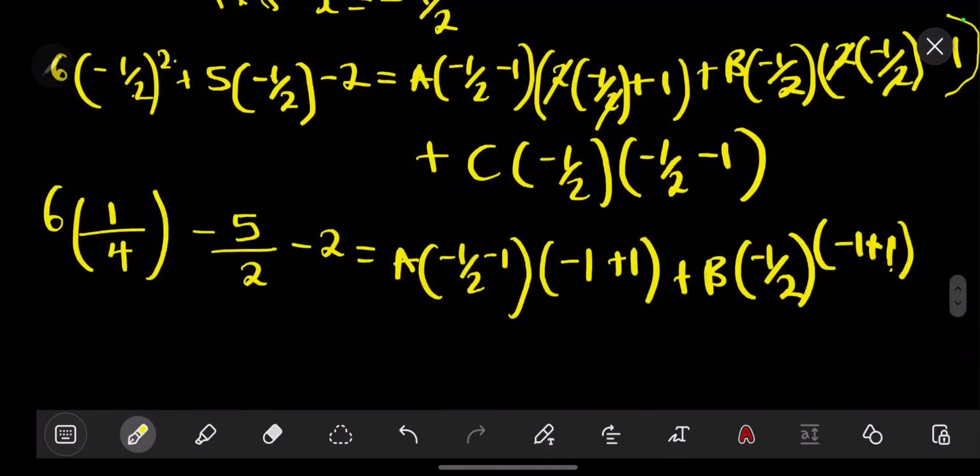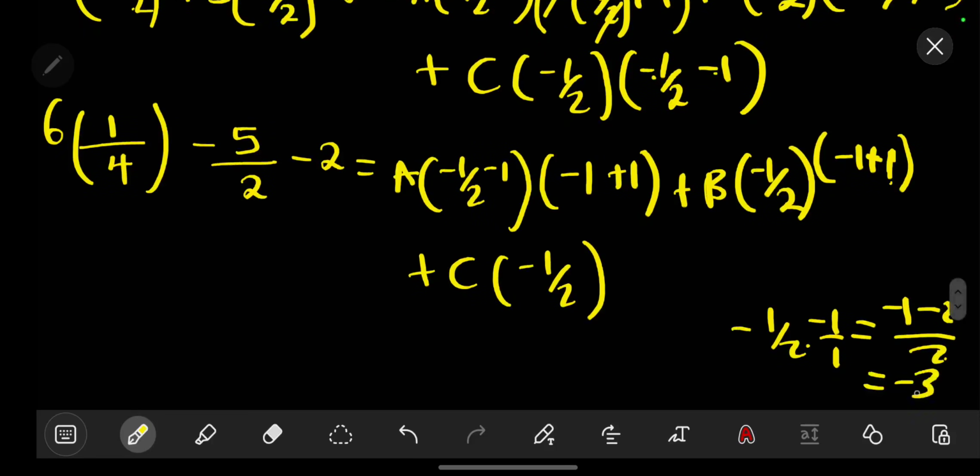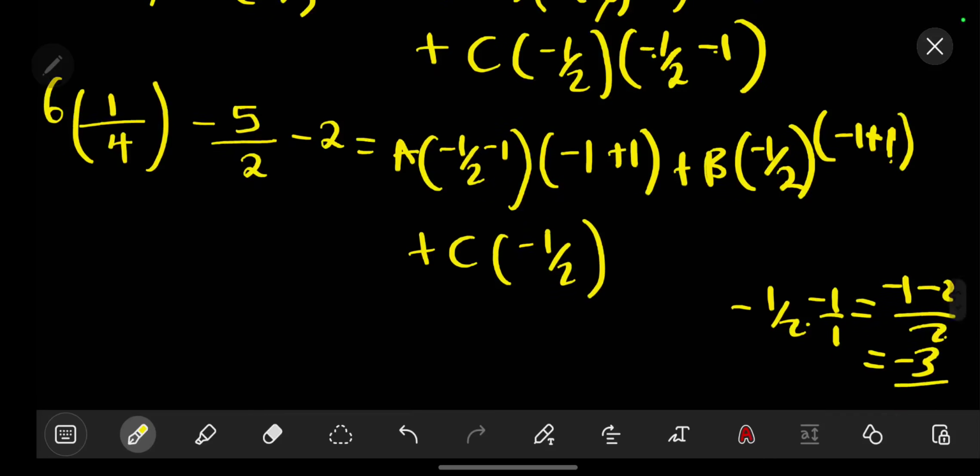Like that. Then we have plus our c, negative half times negative 1 minus 1, that will give us negative 1 minus 1. The common denominator is our 2. 2 divided by 2 is 1 times negative 1, it will be negative 1. Then our 2 divided by 1 is 2 times our negative 1 is negative 2. So this is going to give us a negative 3 over a 2 like that.